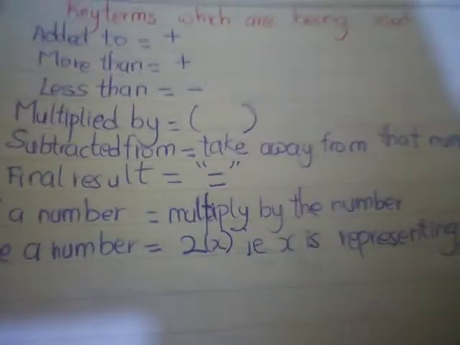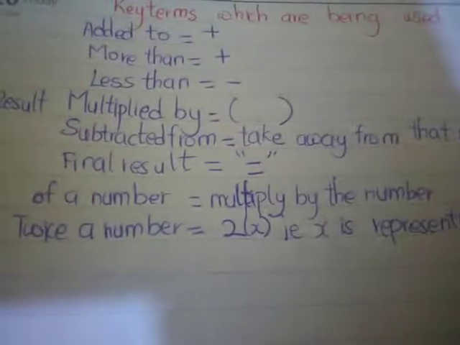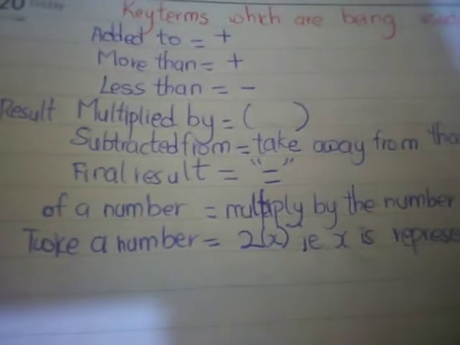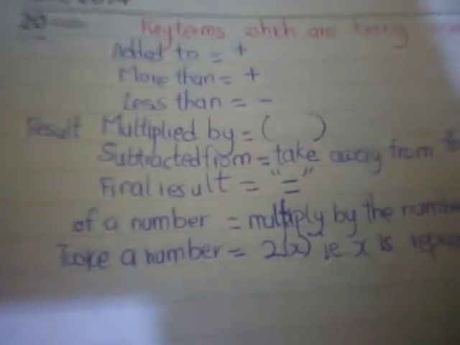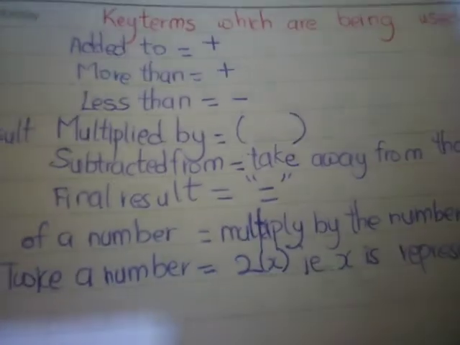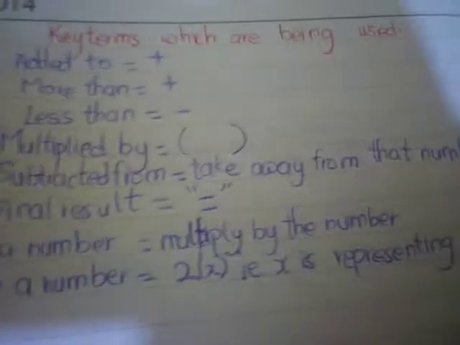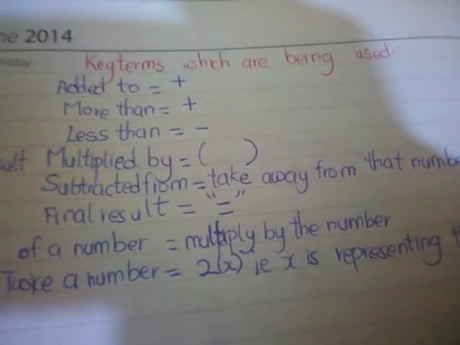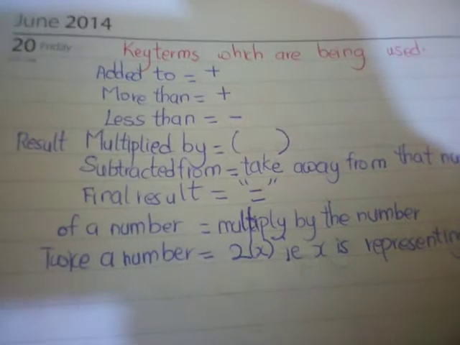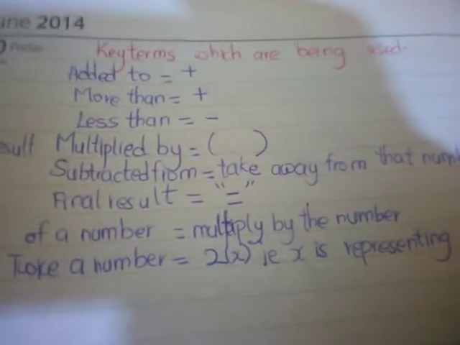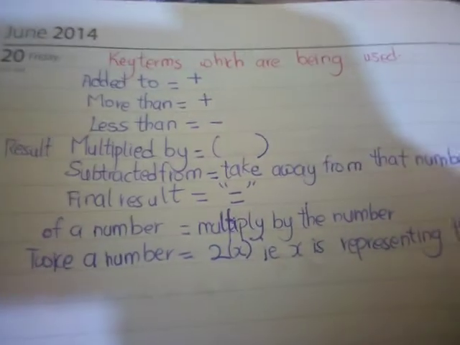Subtracted from means you have to take away from that number. Final result means equals to. When they say final result, it means you have to bring the equal to sign. Then of a number means multiply by that number. Then twice a number means 2 times the number, where we're using x to represent that number we're talking about. So without wasting much time, let's dive into examples of word problems in linear equations so that you understand these key terms better.